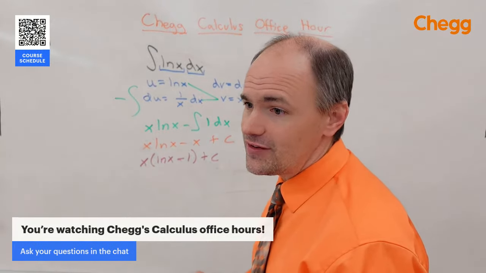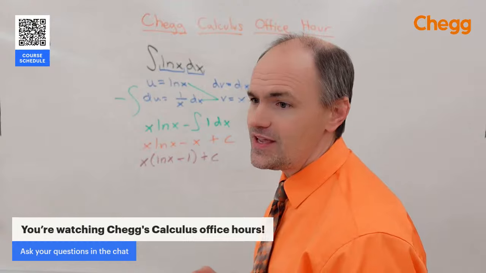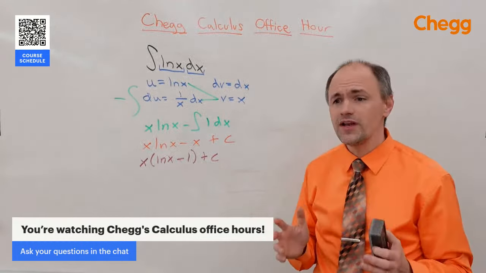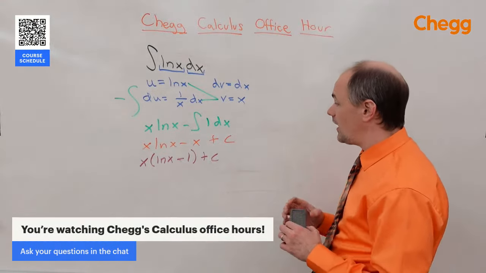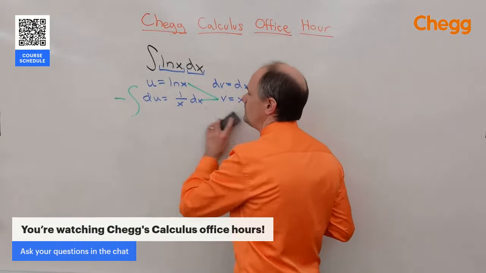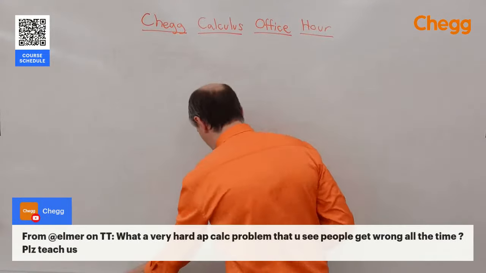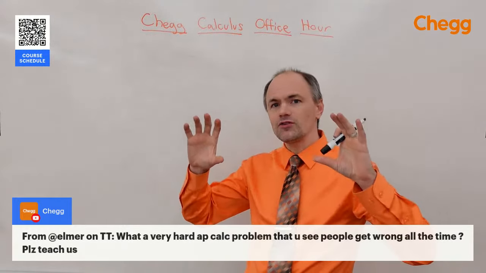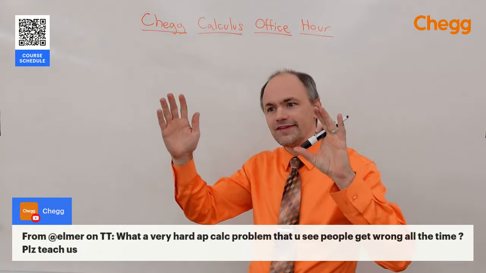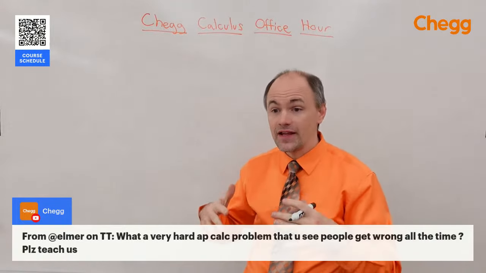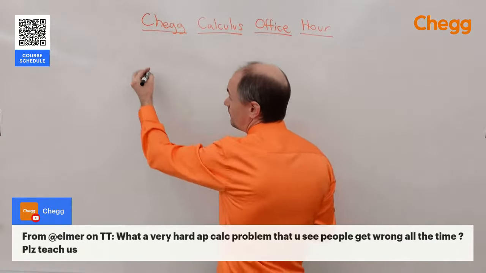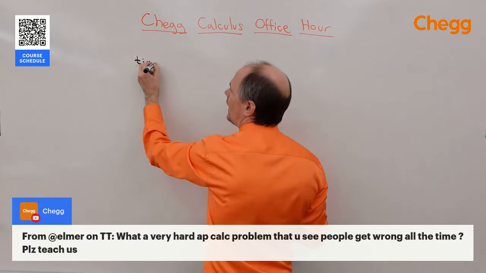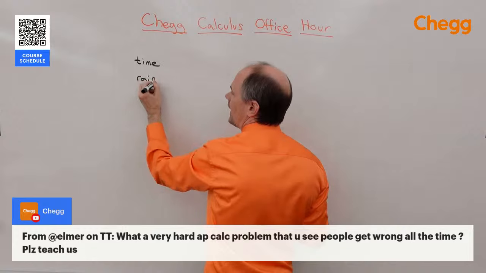One great question coming in from TikTok: a very hard AP Calc question that people get wrong. Please teach us. Oh, there's so many great AP Calculus questions. One AP Calculus question that'll often come up is they'll give you some examples of points on a graph, and it wants you to estimate the area underneath the graph. For example, let's say it wants to know at certain points in time the amount of rainfall that happened.